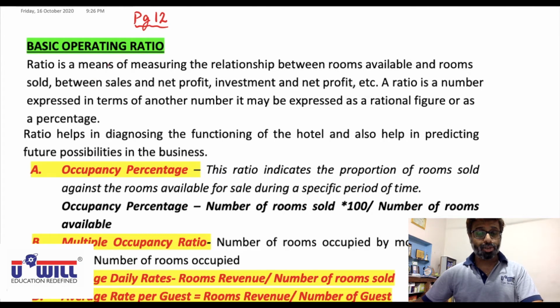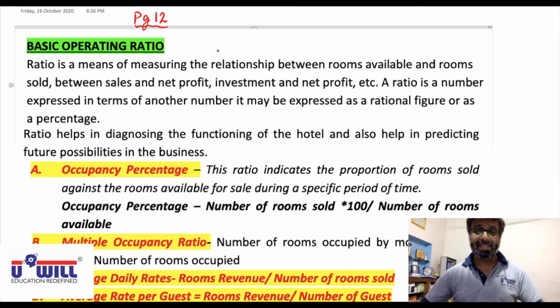Basic operating ratio. Ratio is a means of measuring the relationship between the rooms available and the rooms sold, between sales and net profit, investment and net profit, etc. A ratio is a number expressed in terms of another number. It may be expressed as a rational figure or as a percentage. So basically ratio means what? You just compare two numbers and derive some rational or logical conclusion which helps you in decision making.